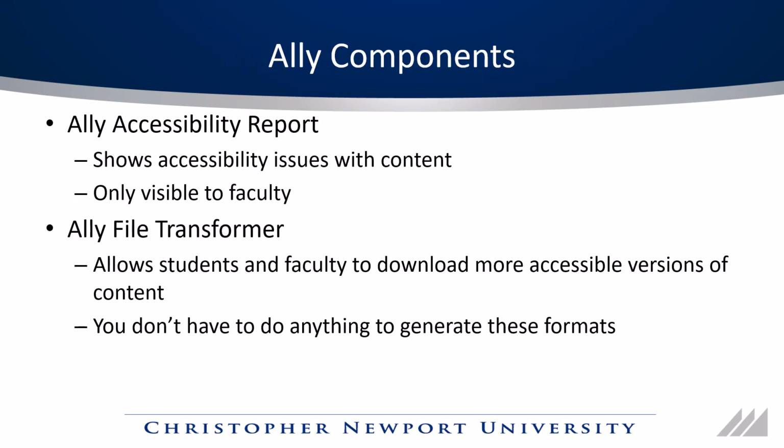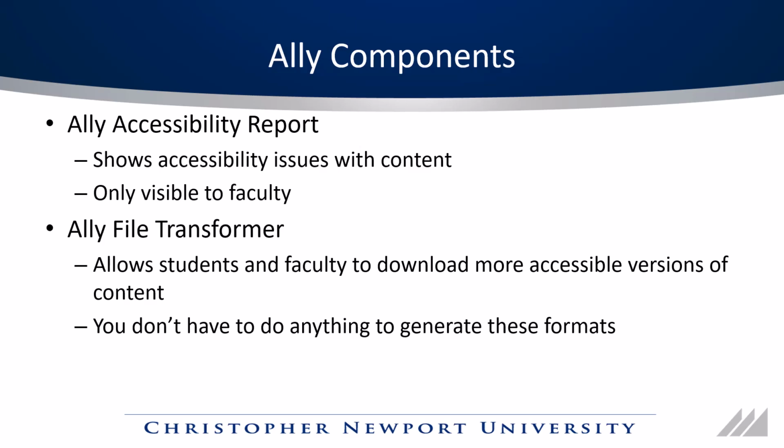There's two major components of Ally, both of which we'll talk about in a minute. The first one is the Ally Accessibility Report. This gives you an indication of how accessible your course content is, and it shows you how to fix any accessibility issues with your content. This is only visible to you. Your students are not going to see this.